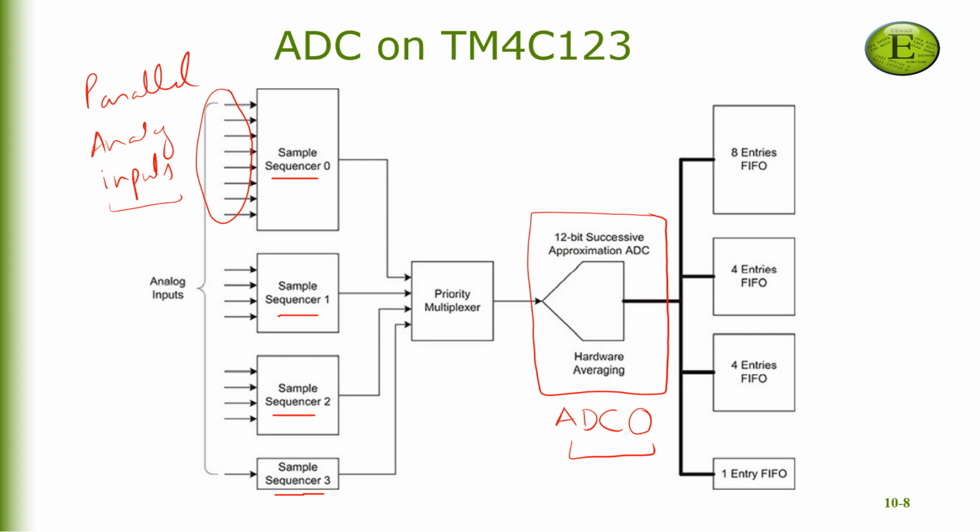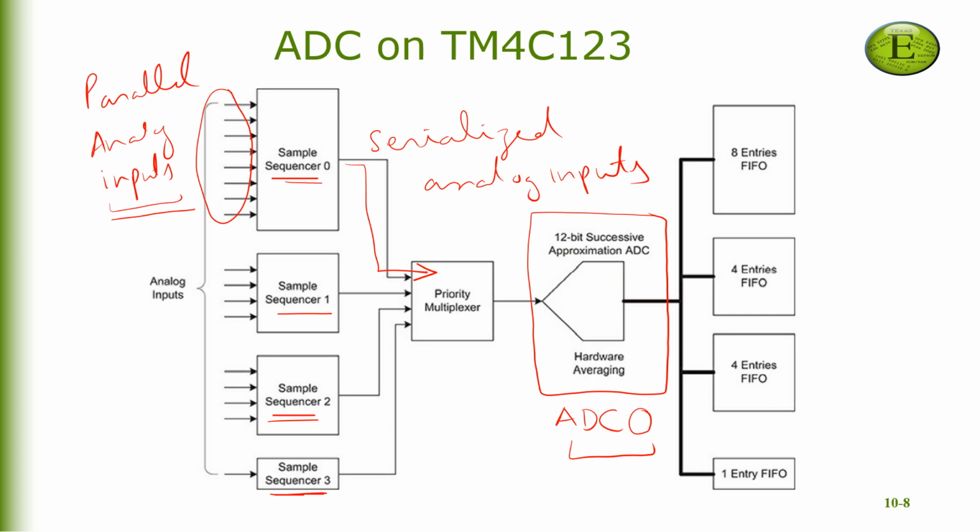So what the sample sequencer does is that it serializes. The output is serialized analog inputs, and these are going to go into the priority multiplexer first. And why do we have this multiplexer here? Because we have analog inputs coming in not just from sample sequencer number 0, but also from the other sample sequencers, such as sample sequencer 1, sample sequencer 2, and sample sequencer 3.